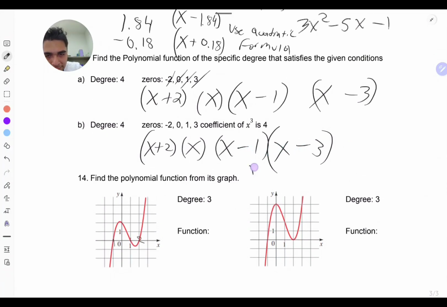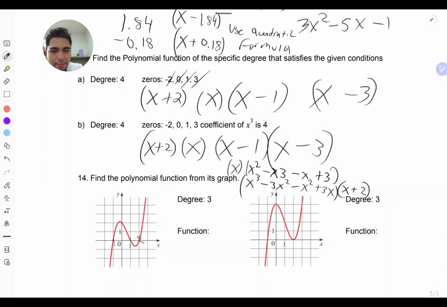So x times x is x squared. X times negative 3 is minus 3x. Okay. Negative 1 times x is just minus x. Negative 1 times 3 is plus 3. Okay. Now we have to expand that with x, multiply everything by x, and you're left with x cubed minus 3x squared minus x squared plus 3x. Okay. Now we have to multiply this by x plus 2.